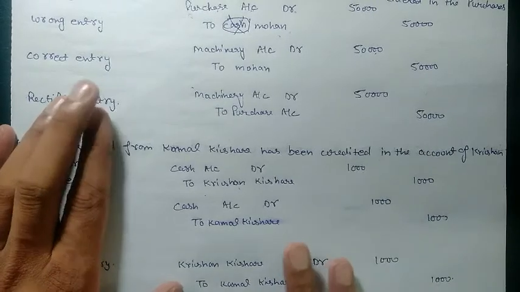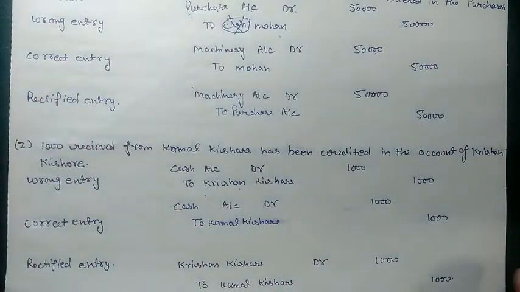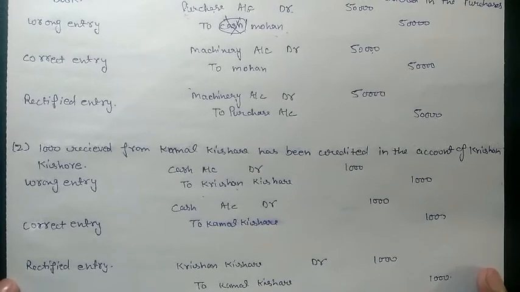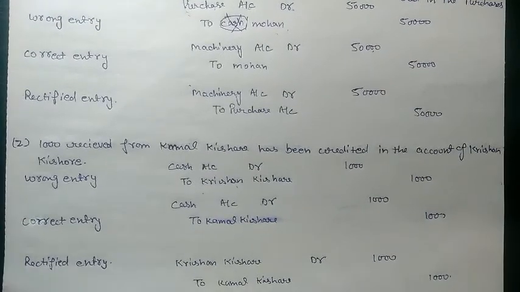These are the double side errors of the same amount. In this question, you can see we have debited or credited the account by the same amount. Here also, we have to credit Kamal Kishore account, but we credited Krishan Kishore account by the same amount. Maybe after that you will get a change in the questions, that 1000 rupees received from Kamal Kishore has been credited in the account of Krishan Kishore by 100 rupees.